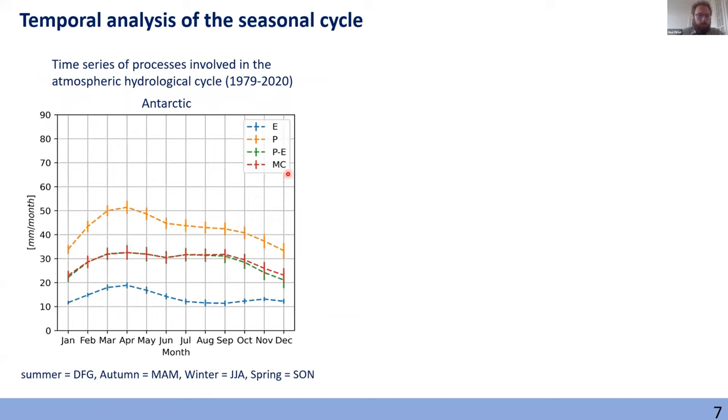Here on this figure, you have the time series for each process involving the atmospheric hydrological cycle. In orange, the precipitation; in red, moisture convergence; and in blue, the evaporation. These curves are for the Antarctic as a whole. The main feature of this cycle is the intensification during the autumn. And we also see a little bump here for the moisture convergence.